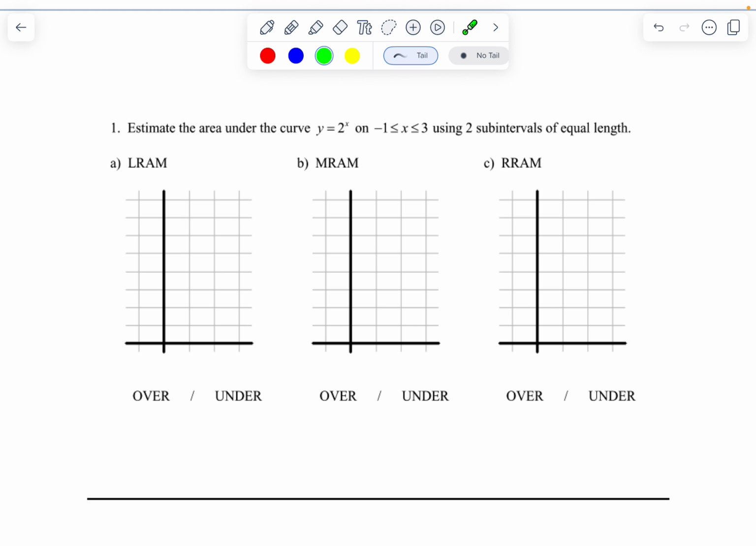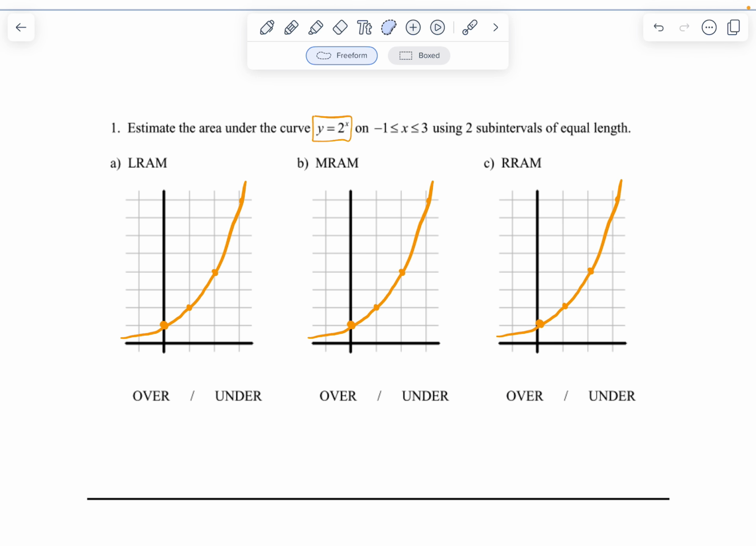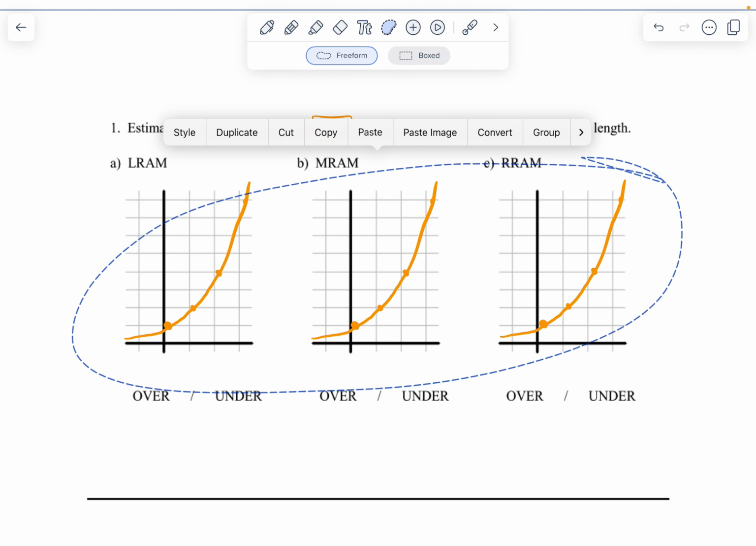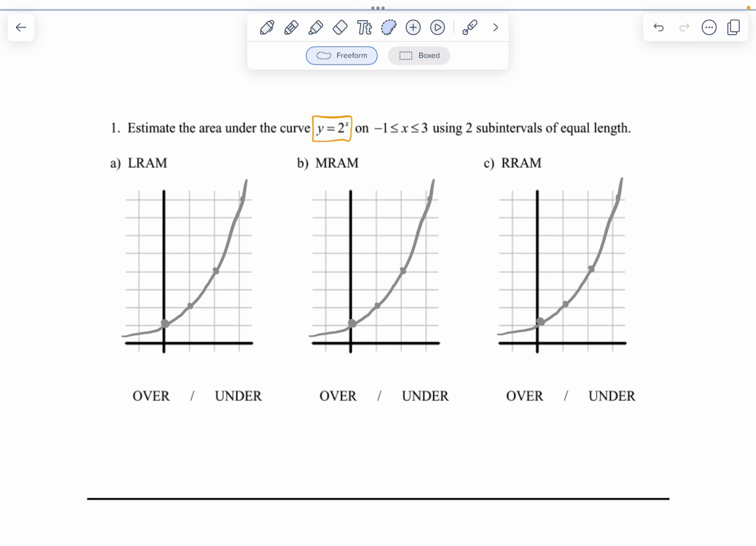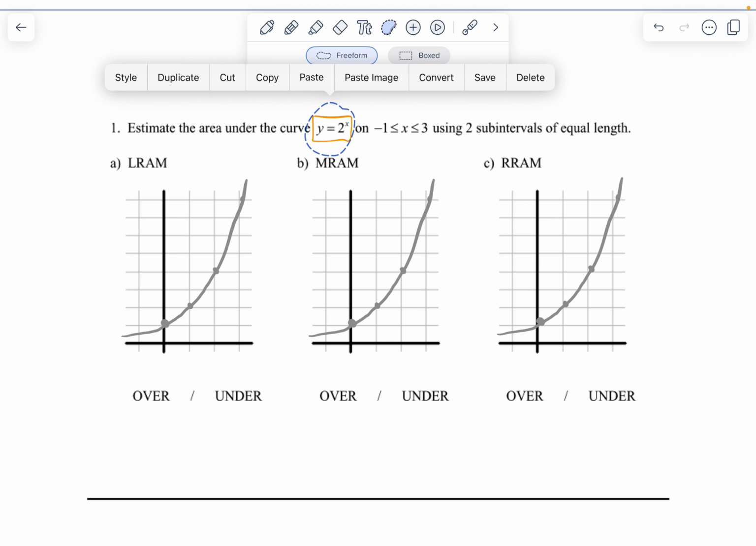Estimate the area under the curve for y equals 2 to the x power. Okay, yikes. It's exponential, so we start off at 1, and when I plug in 1, I get 2, I plug in 2, I get 4, I plug in 3, I get 8. So it pretty much does this, right? So here's our curve for each one. You guys can copy that for each one. I'll make it look gray. Okay, so there's the curve, y equals 2 to the x.